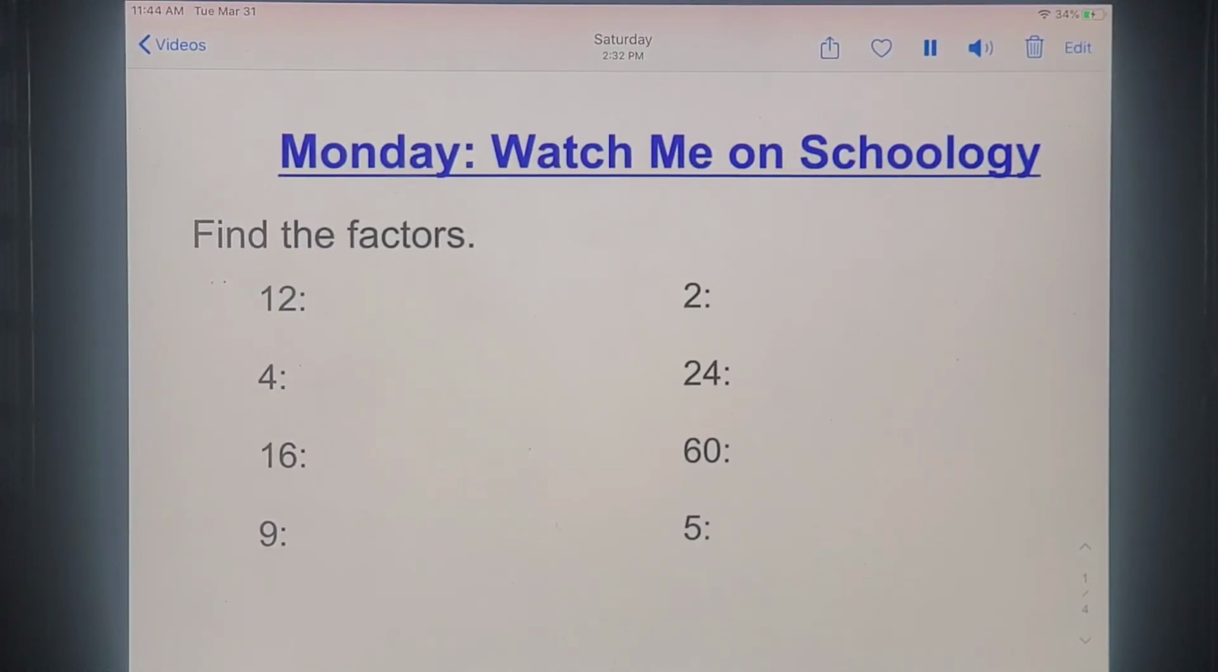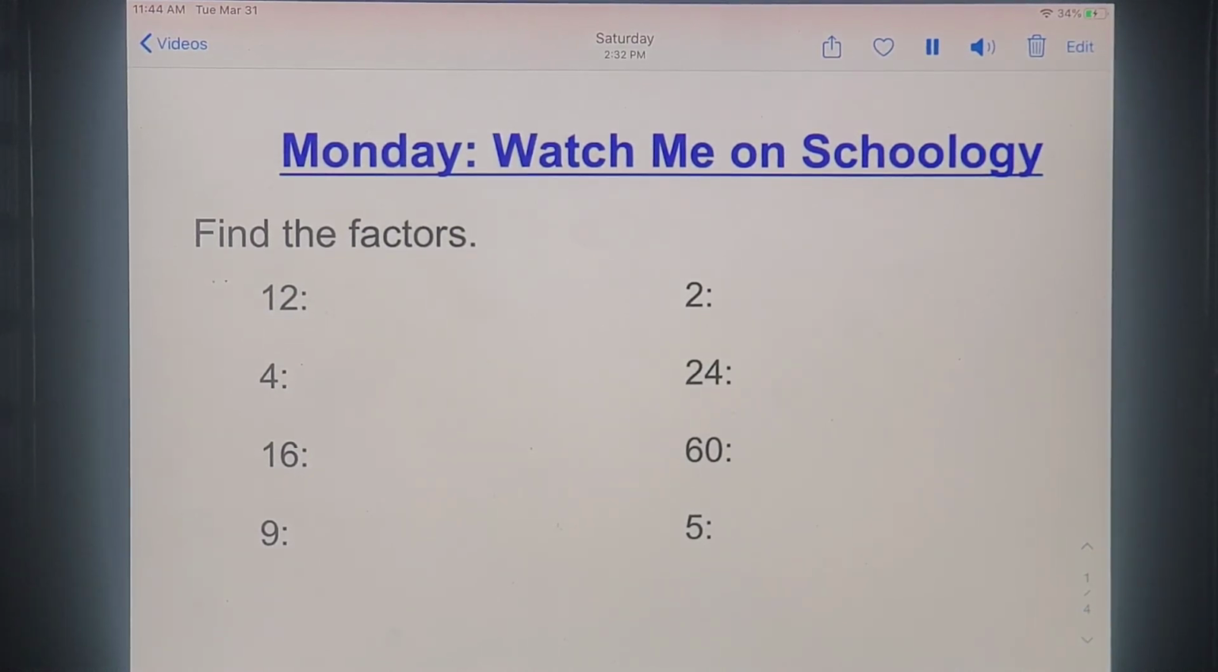Today we are going to review finding factors. You will want to make sure you have a calculator. If you do not have your own calculator, you can use your phone or your iPad. Remember, when we find factors, we can always start with the number 1 and then whichever number we're talking about, so 12 for this one.